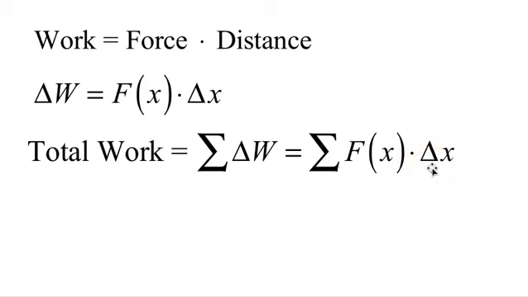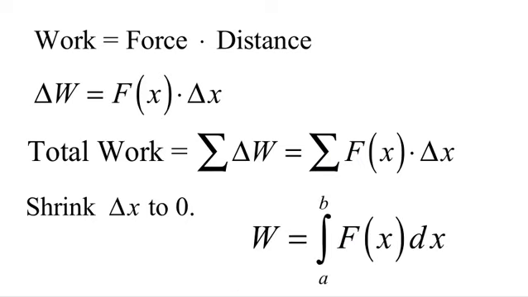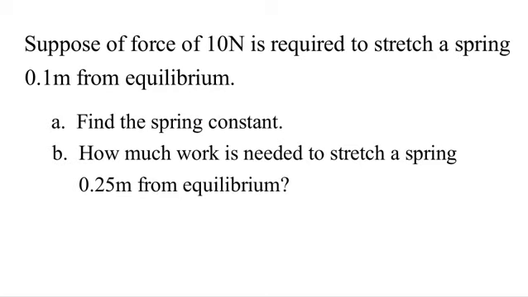We're going to shrink that change in x to 0. By shrinking that change in x to 0, this sum will become an integral. And we're going to get our formula for work. Work will be the integral over some interval from a to b of the force function f of x dx. So this is what we're going to use to find the work that is done for a given variable force.